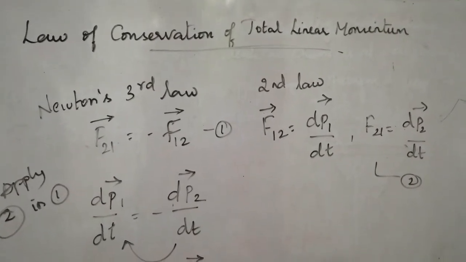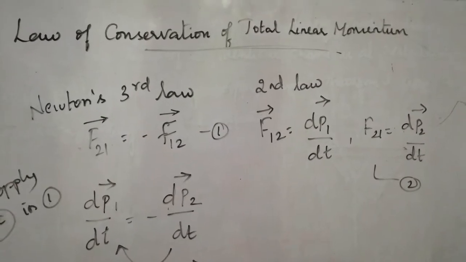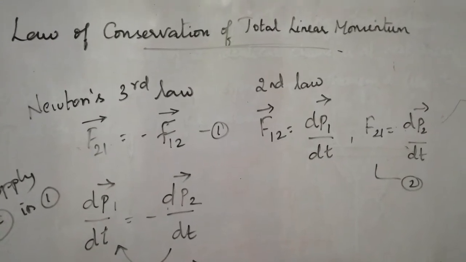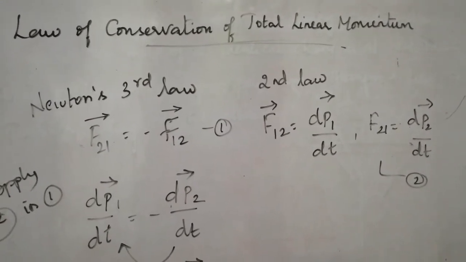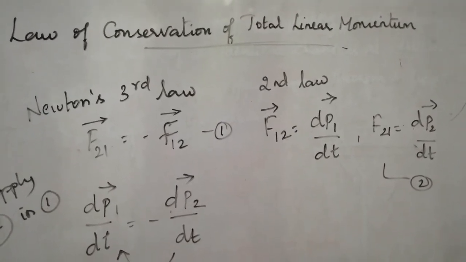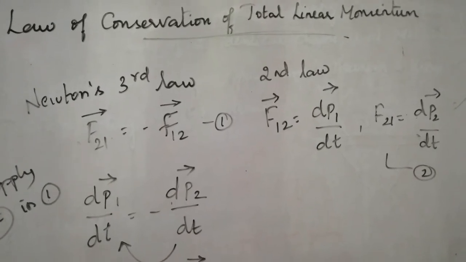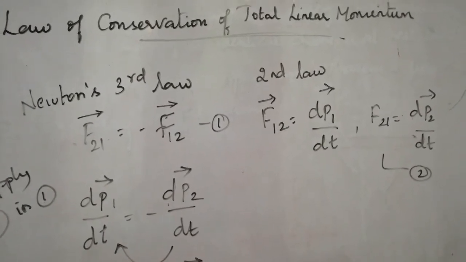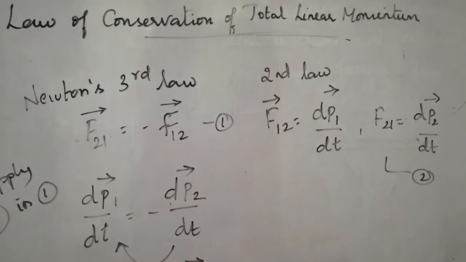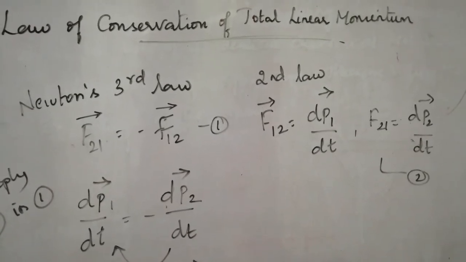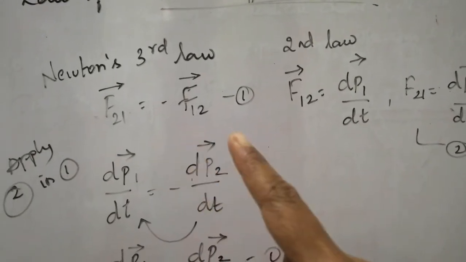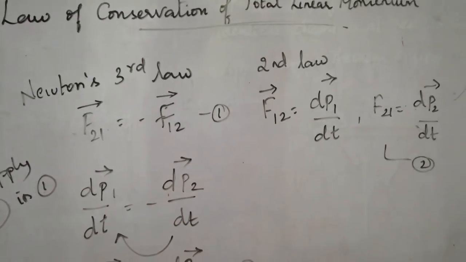First we have to get the total linear momentum. To get it, we can derive this from Newton's third law and Newton's second law. Conservation of linear momentum can be obtained from Newton's third law and second law. Newton's third law says that for any action there will be an equal and opposite reaction. That is, if you have a force in one direction, there will be an equal force in the opposite direction also, which is F21 equal to minus F12. This is Newton's third law.